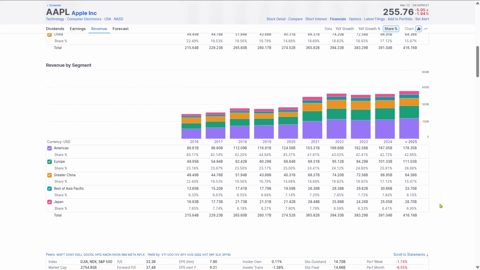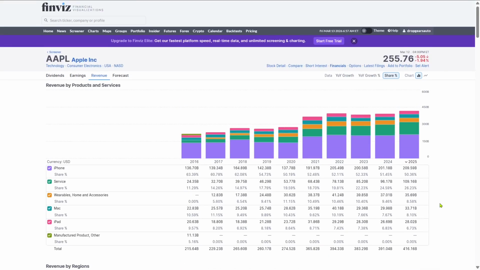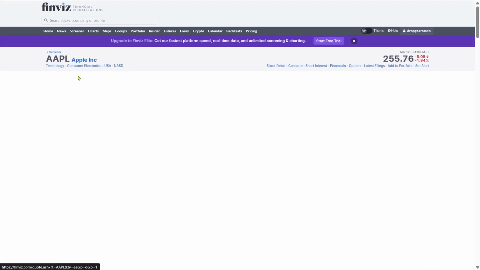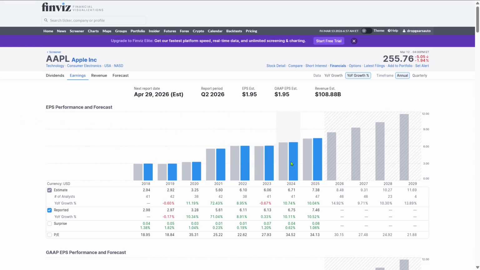Analyst estimates, the forward look. Now let's see what Wall Street expects for the future. Navigate to the Earnings tab and select the annual time frame. Blue bars, the actual reported earnings per share, EPS. Grey bars, what analysts forecast the EPS to be.